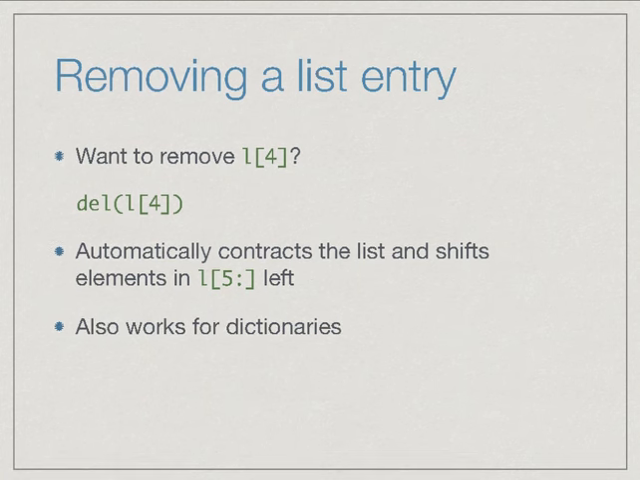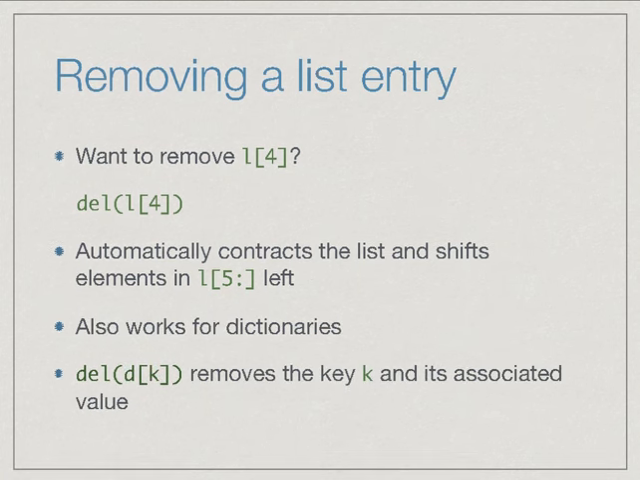So this also works for dictionaries. So if you want to remove the value associated with the key k, then you can use del d[k], and it will remove the key k and whatever value is associated with it, so the key will now be considered to be an undefined key.